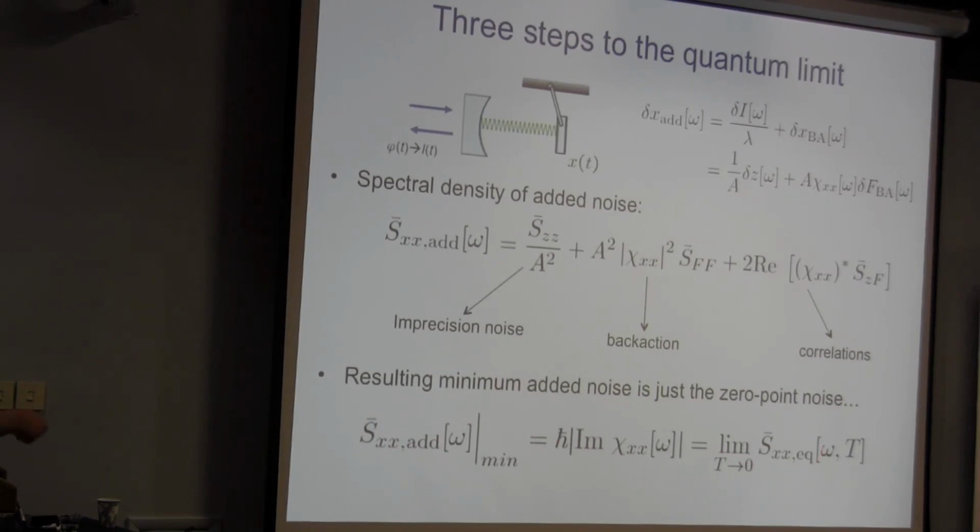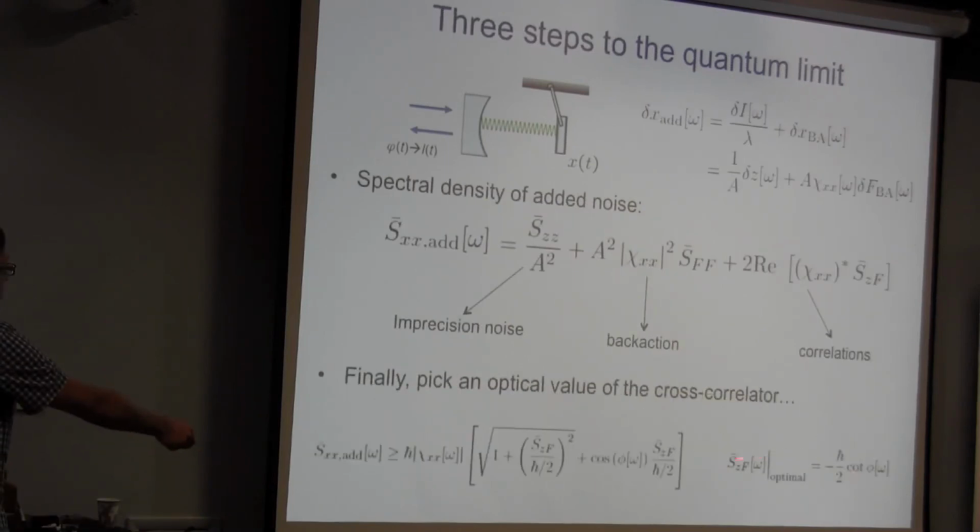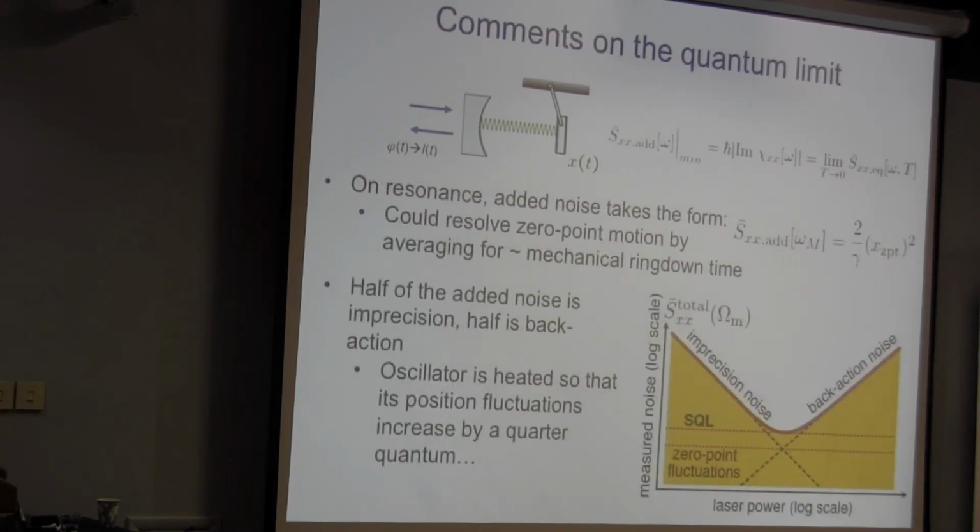Okay, so what does this tell us? It tells us that there's a rigorous constraint on this added noise spectral density at every single frequency. It also tells us, in this step here, that to reach the quantum limit at different frequencies, we actually have to do different things. For different frequencies, I need to have different values of this cross-correlator. The usual thing we're interested in is the added noise right at the mechanical resonance frequency. In that case, the best thing to do is to have no correlations between back action and imprecision.